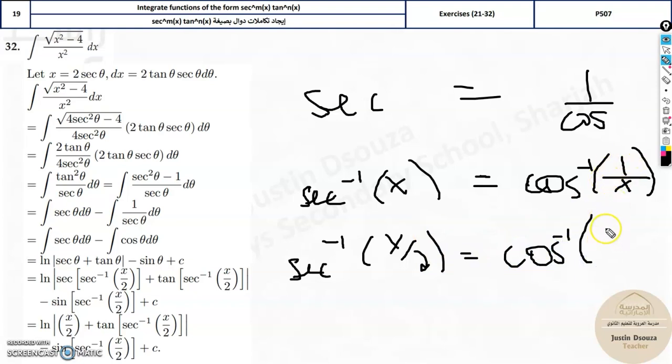It'll be 1 by x, so it'll be 1 divided by x by 2. It'll be 1 divided by x divided by 2. So this is the method. Now then, what we will do is we will see the calculator method.